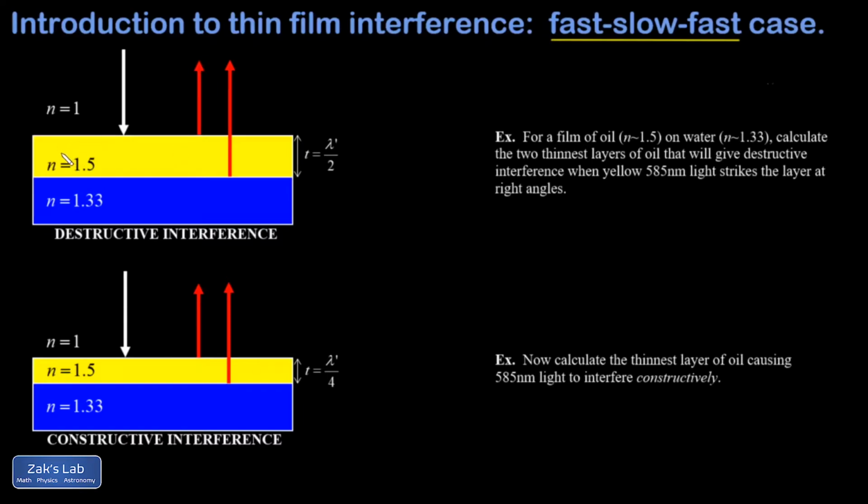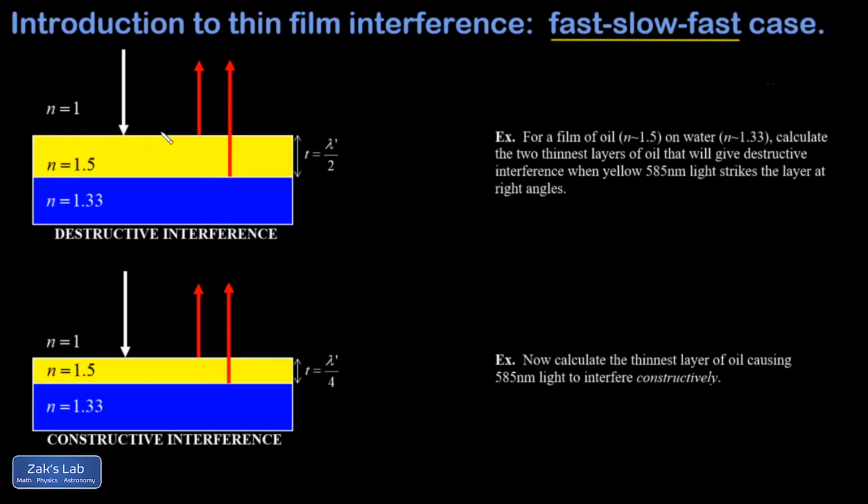I have a thin film of oil, index of refraction 1.5, sitting on water that's an index of refraction of about 1.33, and the air above that is very approximately equal to 1, so we're going to call that exactly 1 for the index of refraction of air. For simplicity, we're taking an incident light ray that's perpendicular to the surface of the oil.